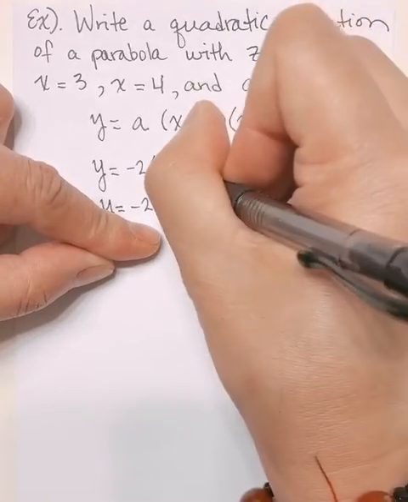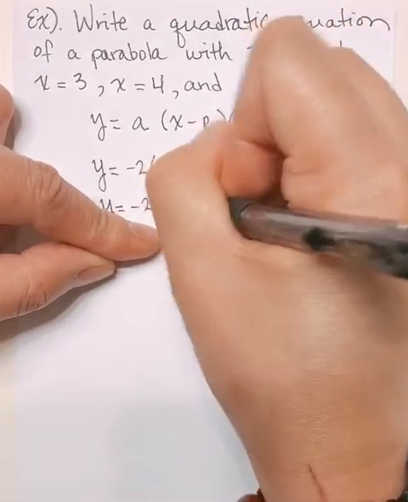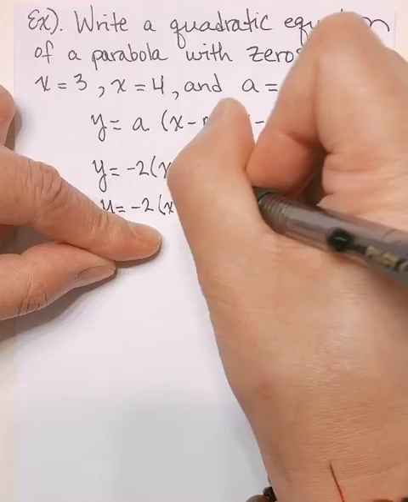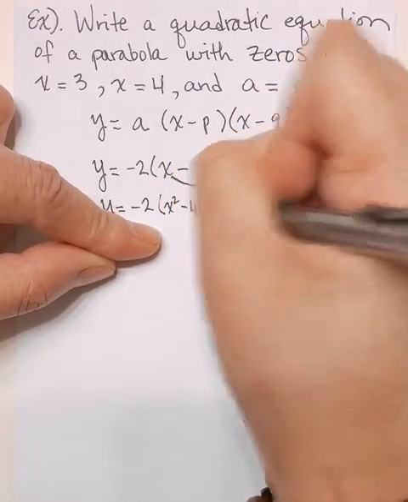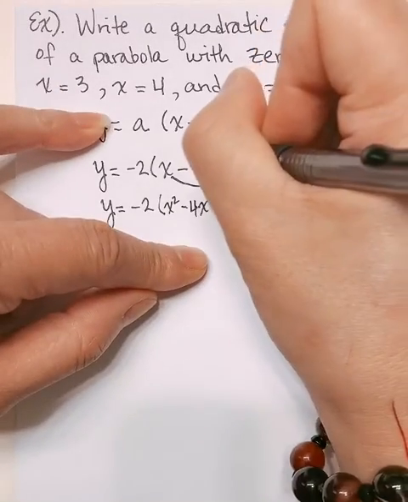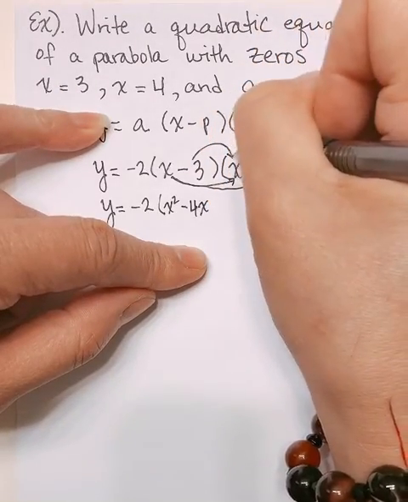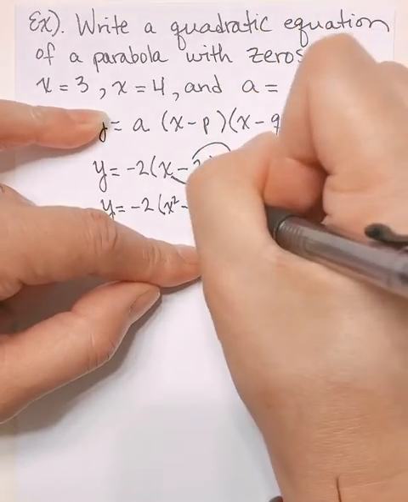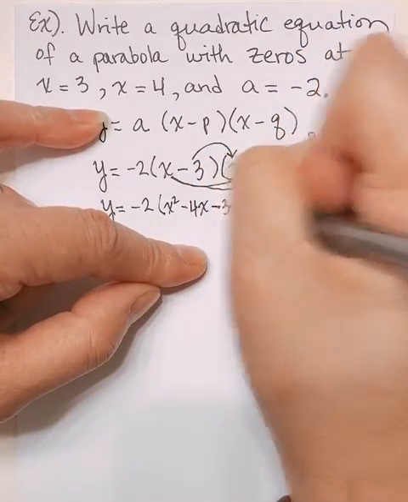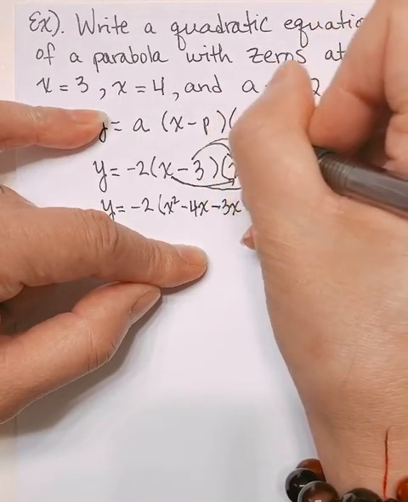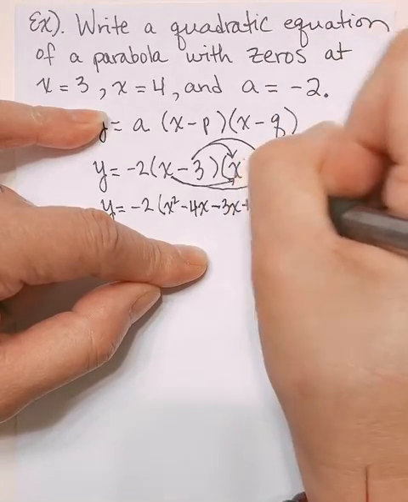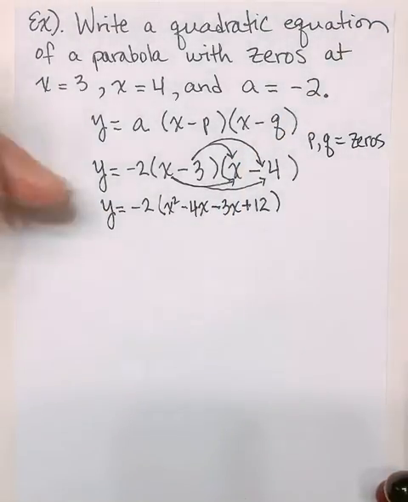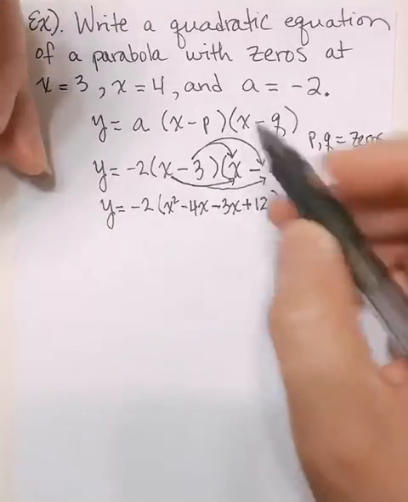So I'm going to do x times x, so I get x squared. And then x times -4, I get -4x. And then I move to my second term. My second term is -3, and I'm going to do the same thing. -3 times x is -3x. And then I do -3 times -4, which gives me a positive 12.